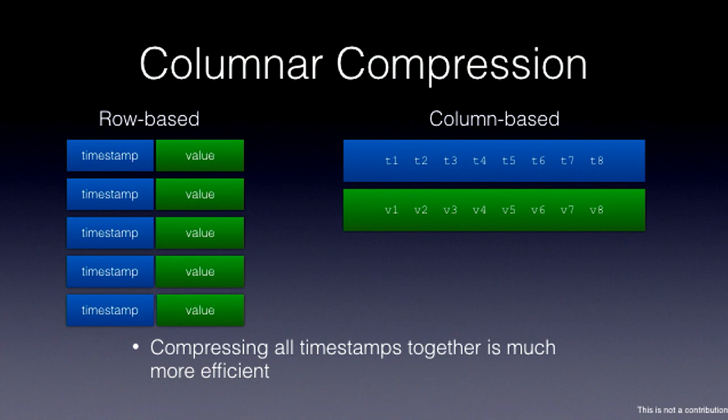So a normal way of storing this, you might have a case class, right, which is a data point. And that might have a timestamp and a value. So they would be stored next to each other in memory, and you would have a whole bunch of these, which is fine. This is the most logical way of representing this data. The only thing is that when you store data in this way, it's really hard to compress it.